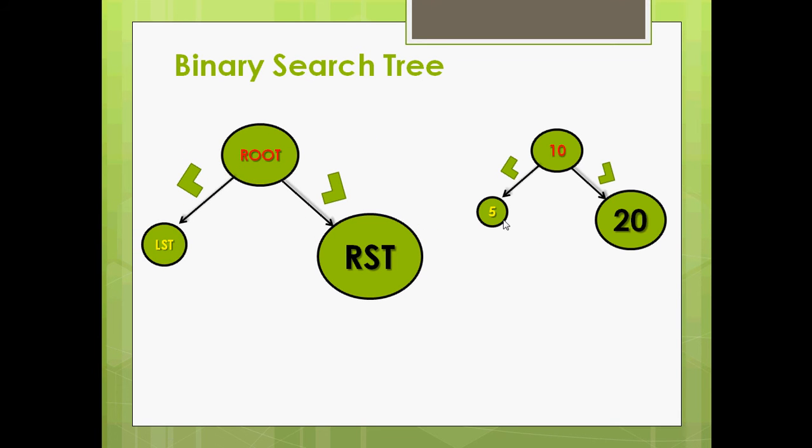Let's take an example. So if I have the first node coming in as 10, it will be placed in the root position. Then comes 5. Because 5 is less in value than 10, it should be placed in the left subtree. Then comes 20. Because 20 is greater in value than 10, it should be placed in the right subtree. So this is how we create the binary search tree. So we need to follow this rule in the further derivation as well.